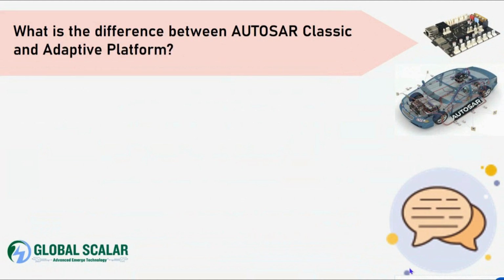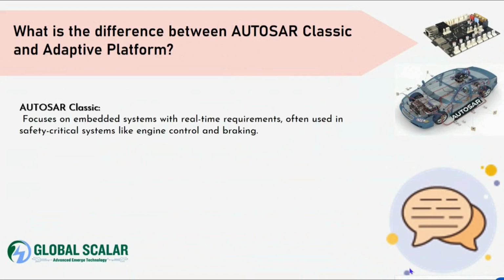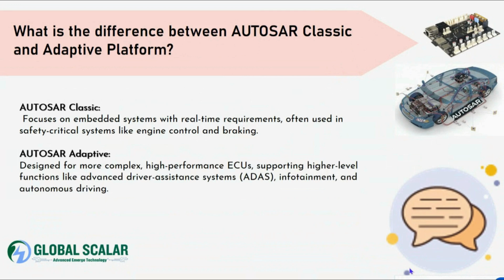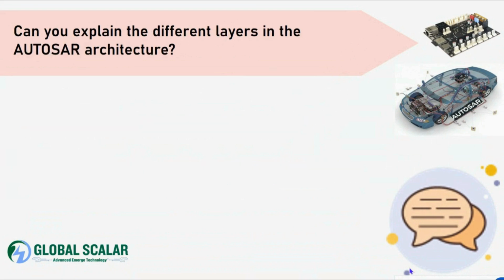What is the difference between AUTOSAR Classic and Adaptive Platform? AUTOSAR Classic focuses on embedded systems with real-time requirements, often used in safety-critical systems like engine control, braking, and airbags. AUTOSAR Adaptive is designed for more complex, high-performance ECUs, supporting high-level functions like advanced driver assistance systems, infotainment, and autonomous driving.